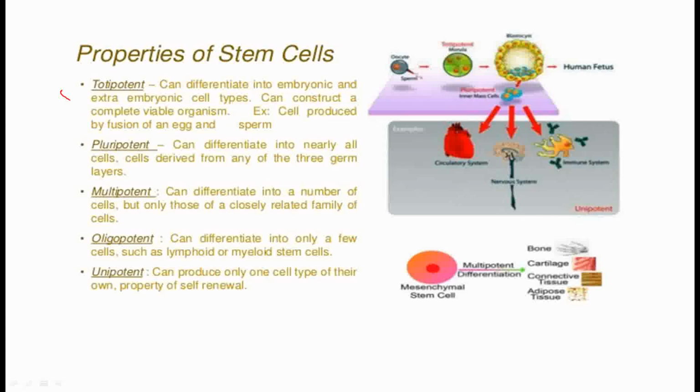If we talk about the summary of totipotent, pluripotent, multipotent, oligopotent and unipotent, first of all we will see totipotent. These can differentiate into embryonic and extra-embryonic cell types. These can construct a complete viable organism, and the example is the cell produced by fusion of an egg and sperm, that is zygote. Next comes pluripotent. This can differentiate into nearly all cells. An example is cells derived from any of the three germ layers.